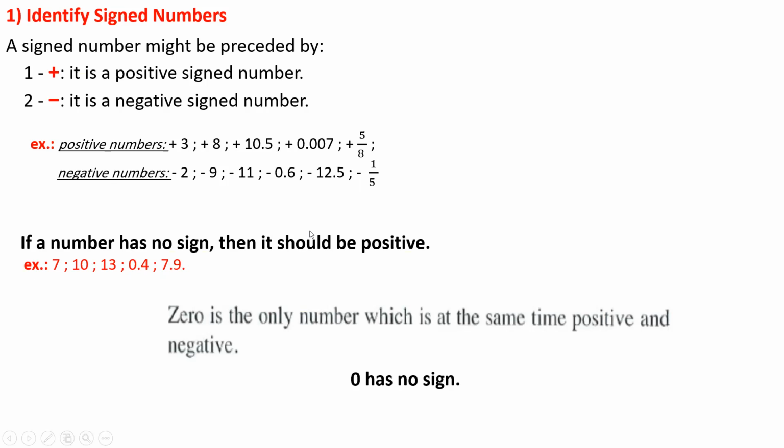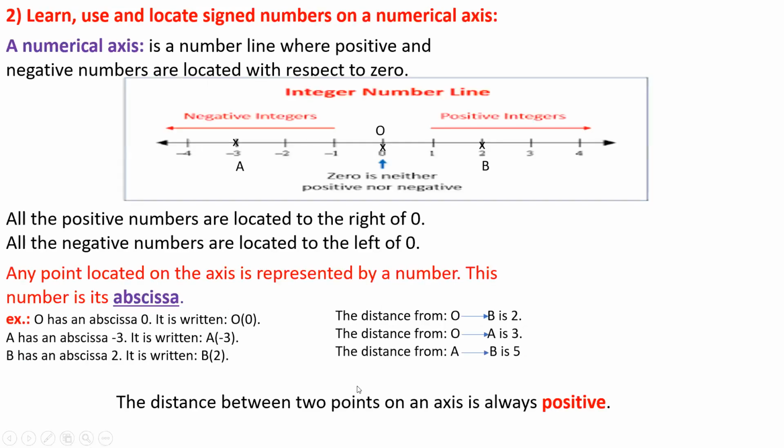Between all the numbers that we know, 0 is the only number which is at the same time positive and negative. So 0 has no sign. We should never write a plus 0 or a minus 0. We should always write only 0.